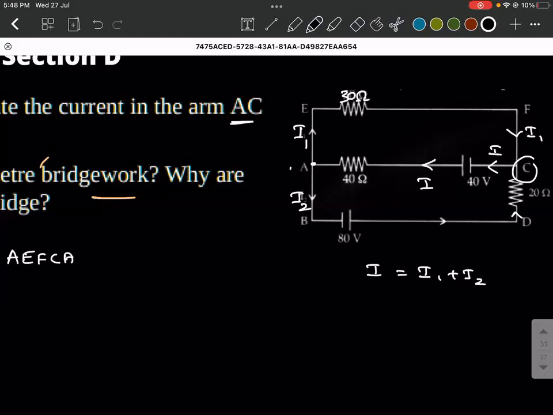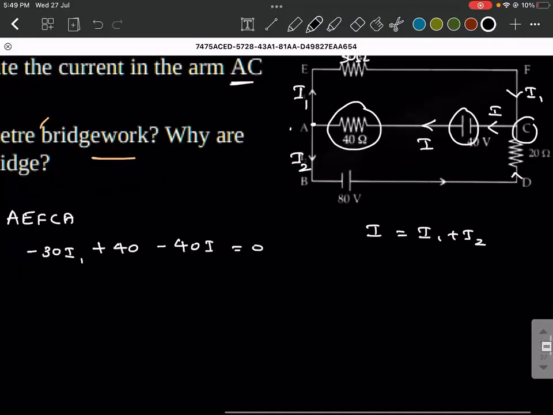Minus 30 I1. If you are walking in the direction of current, it means you are walking from higher to lower potential, which means you lose, minus 30 I1. In the direction of current is negative. When you are going from C to A, you are walking across a cell from lower to higher potential. So plus 40. Then here you are walking in the direction of current. Minus 40 I. Sum of everything is 0.